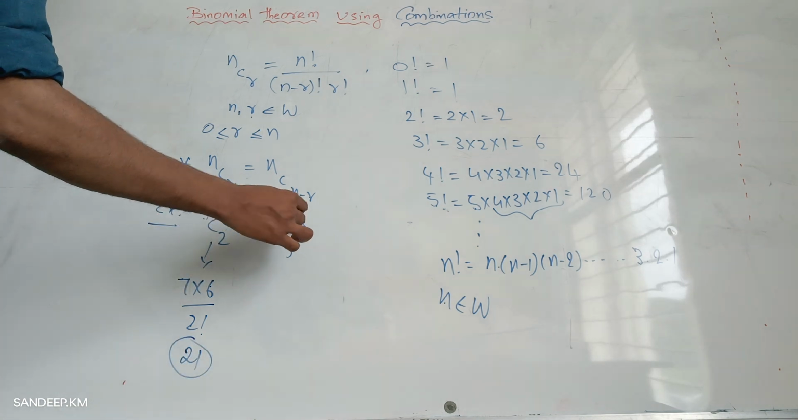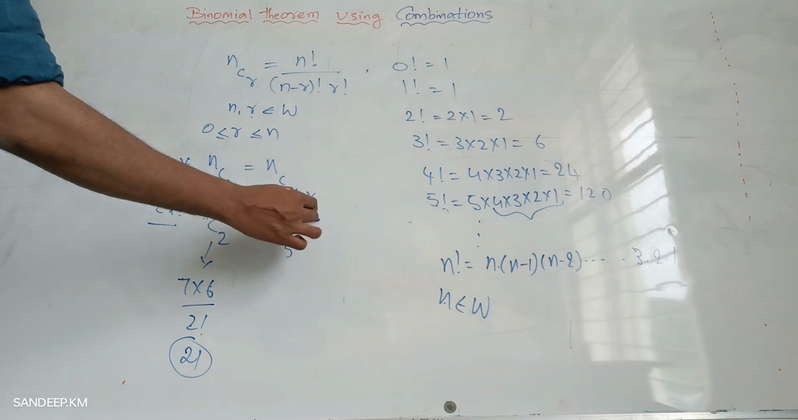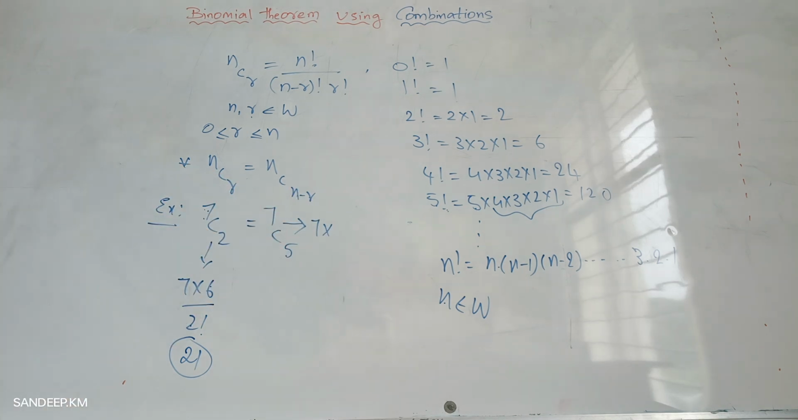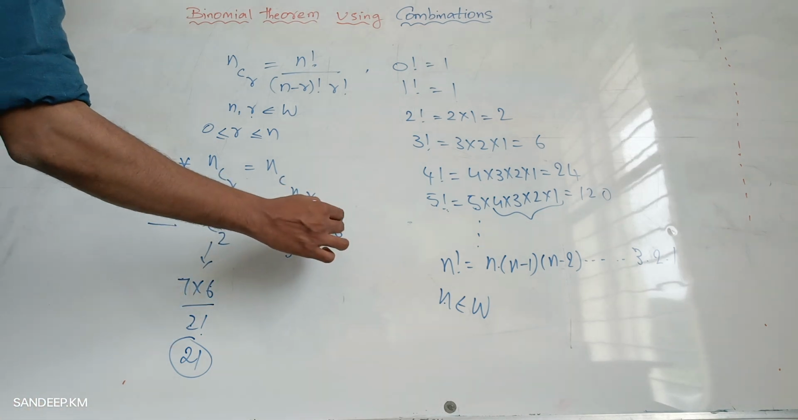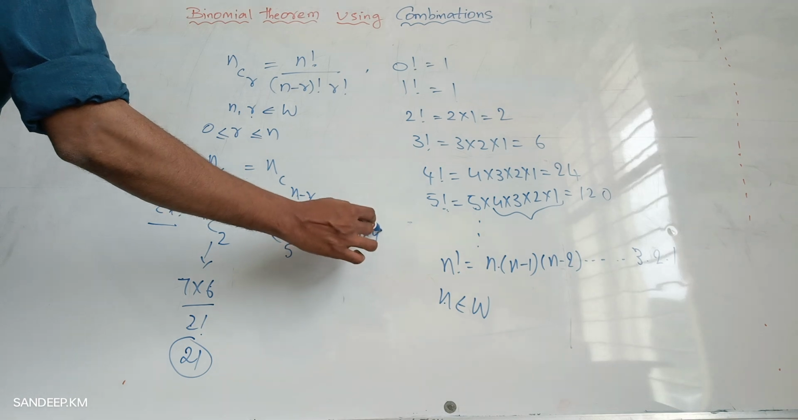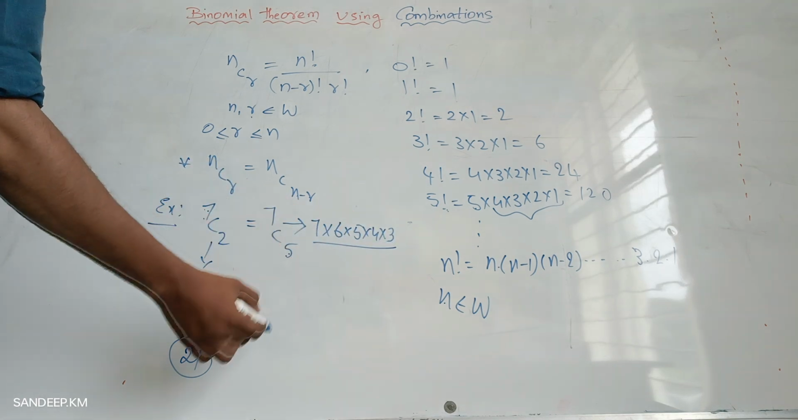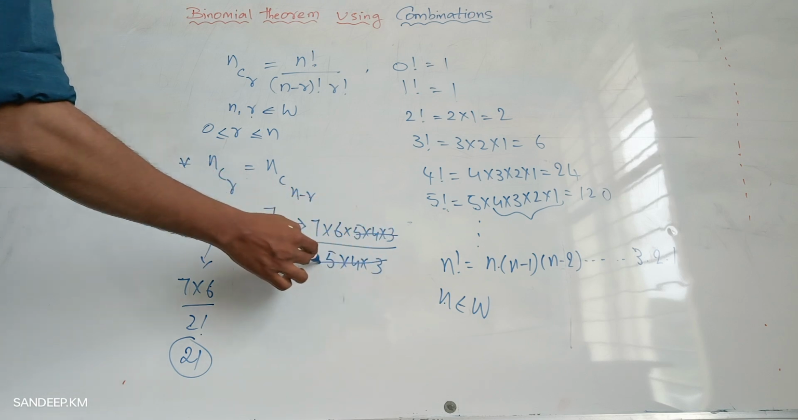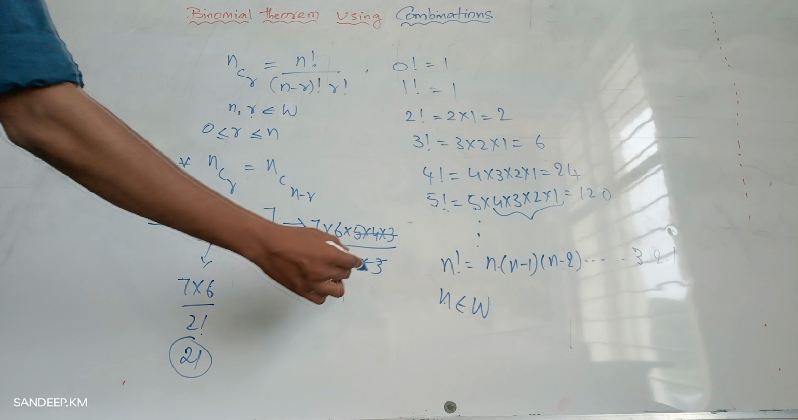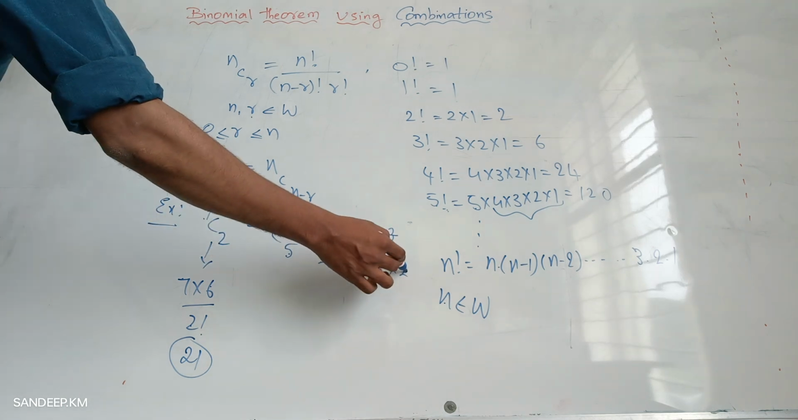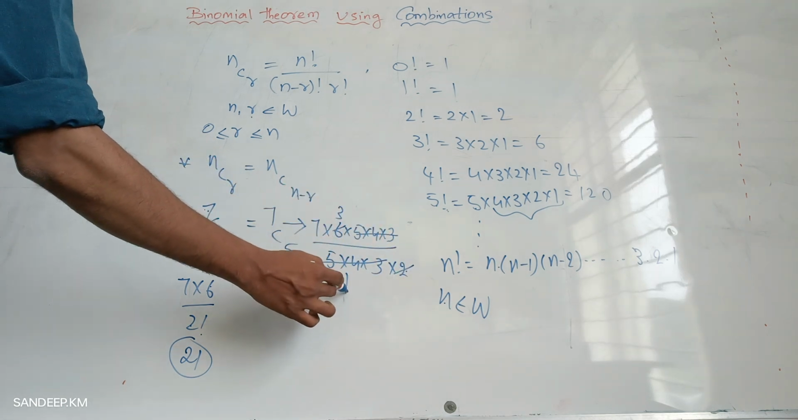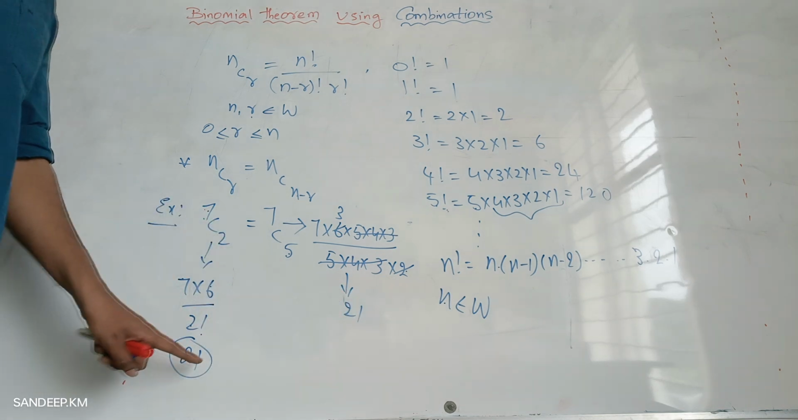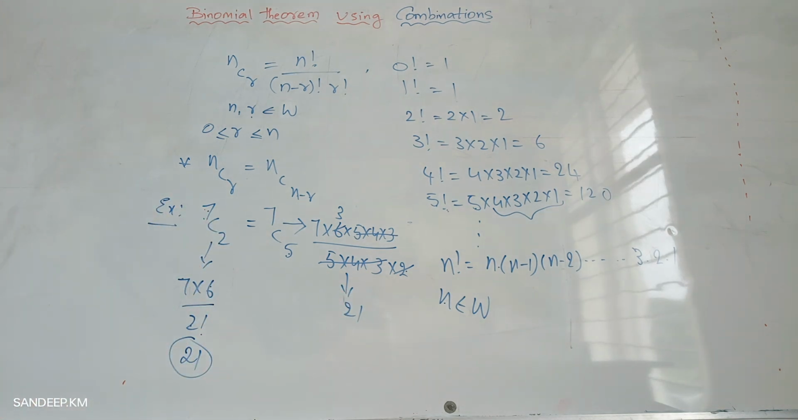What about RHS? Starting from 7 I have to write how many numbers in decreasing order? 5 numbers. 7 into 6 into 5 into 4 into 3 divided by 5 factorial, means 5 into 4 into 3 into 2. I forgot that. So 2 1s are 2, 3 7s are 21. Again the answer is 21. Observe both are same itself, right? Both are same.